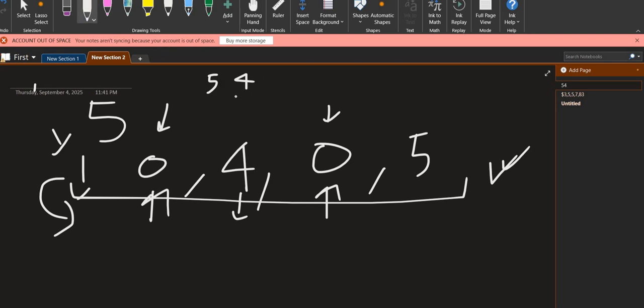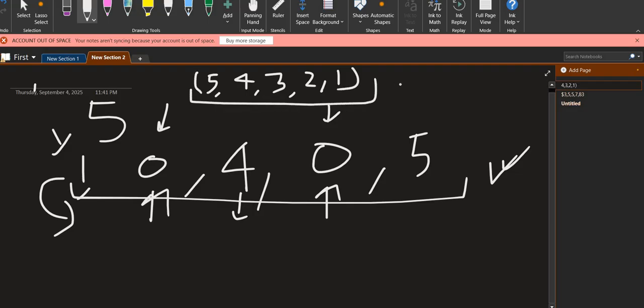Take a look at this array now: 5, 4, 3, 2, 1. What will be the cost for this array? Now, this array is actually in descending order, right? Think about this array. What do you get? What would be the cost?